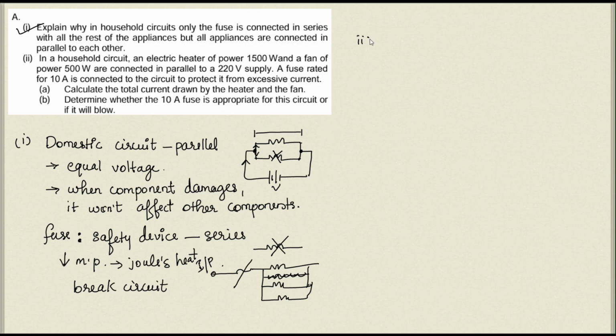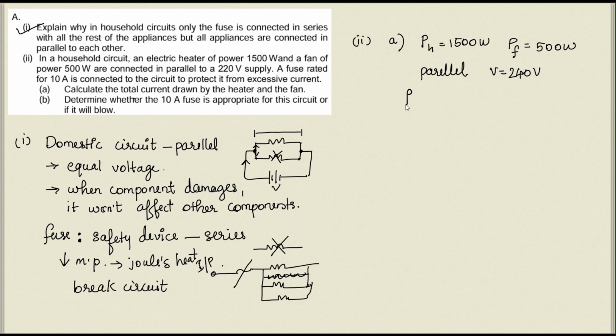So for the first part of the question, we have to find the total current drawn by the electric heater and the fan. First of all, we can write down the data. The power of the heater is given. So I am writing it as PH. It is 1500 watt. Power of the fan is also given, PF, we can write it as 500 watt. And both of them are connected in parallel to a voltage source of 240 volt.